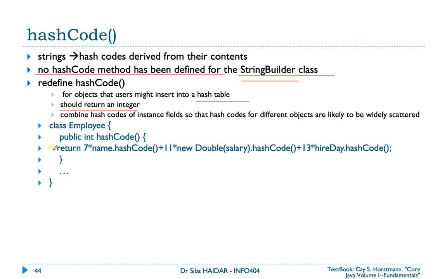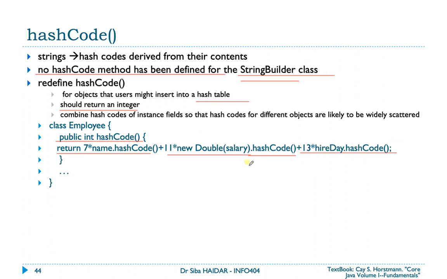For example, how do I define hashCode? Public int hashCode, no parameters, and here you return 7 times name plus 11 times double. This is a primitive way to define hashCode. There is a more advanced way. Plus 13 times hire day.